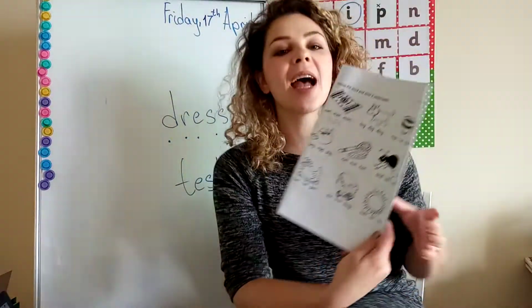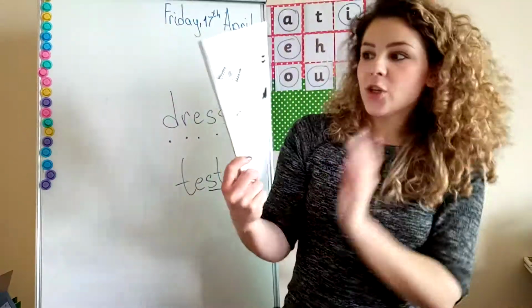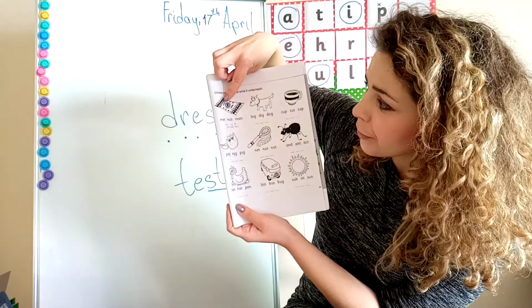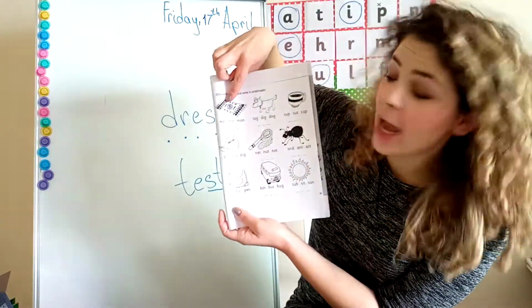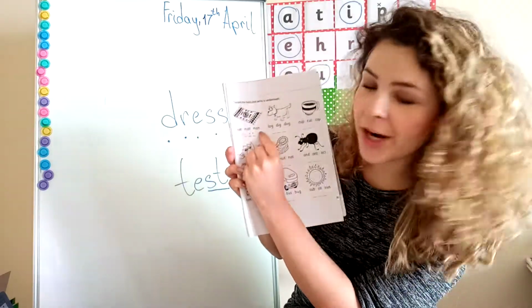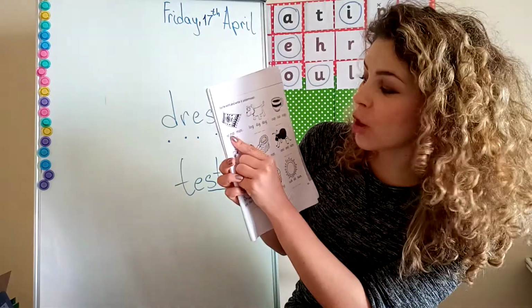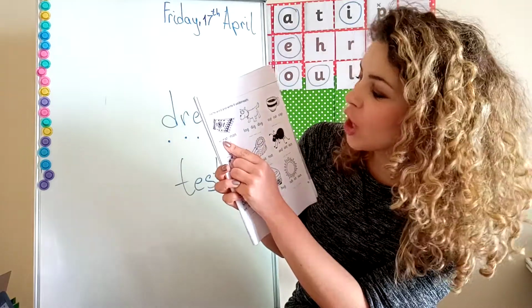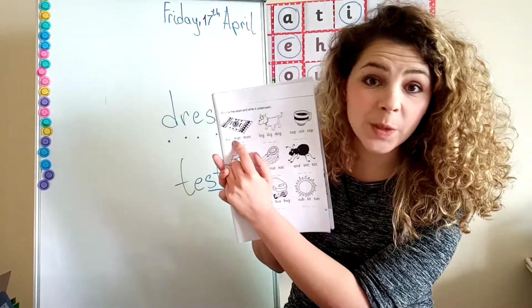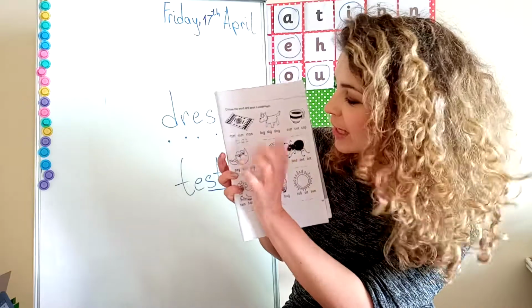Okay, hi again. So let's continue, okay? Our next task is this. So what do you need to do here? Look here, you have a picture, yeah? And under the picture, you have three words. These words are all very similar, okay? They're usually different in just one or two sounds, but the third is the same or something like that.